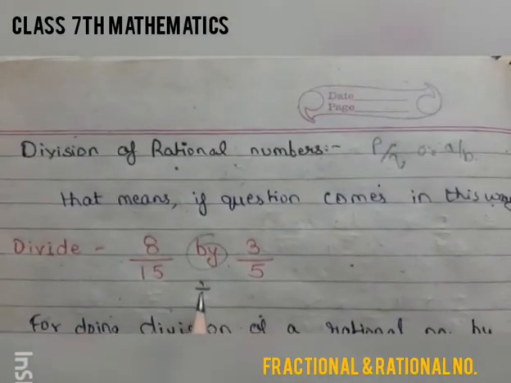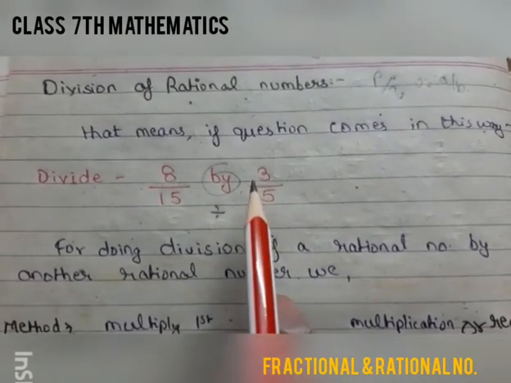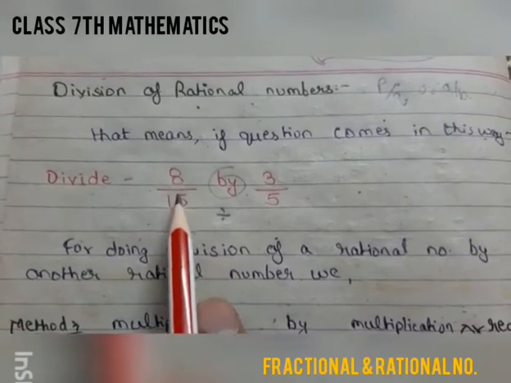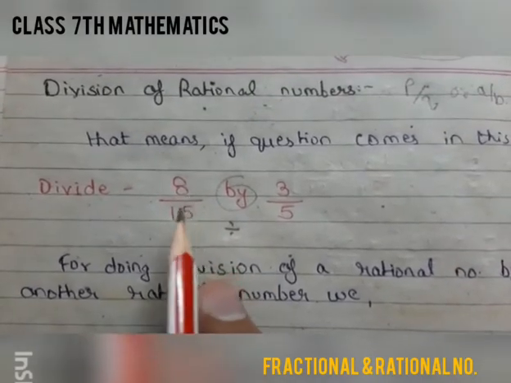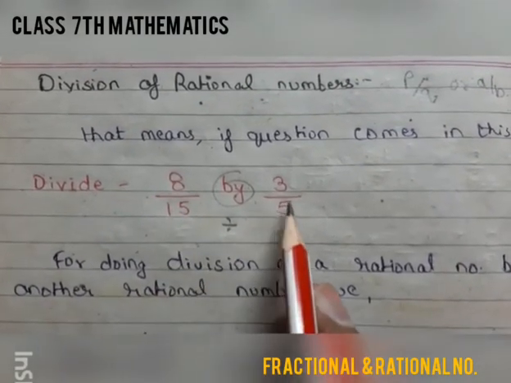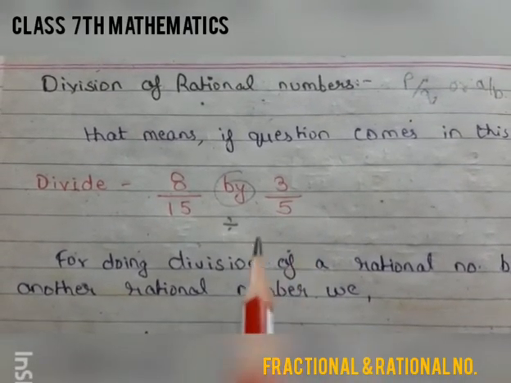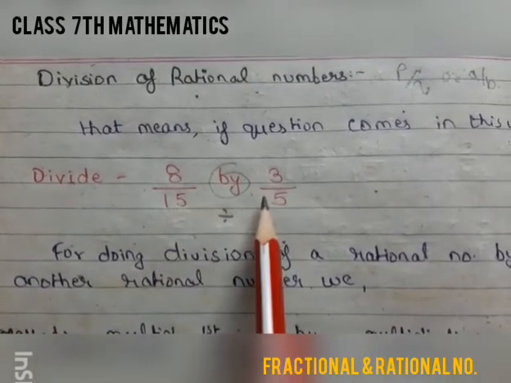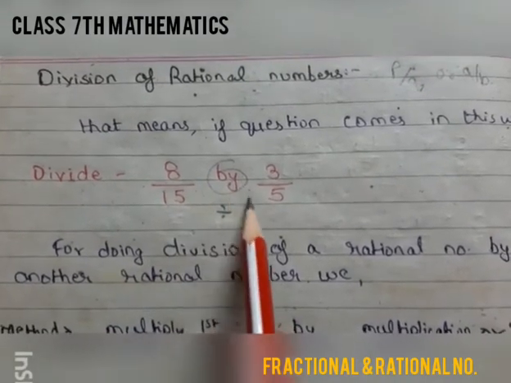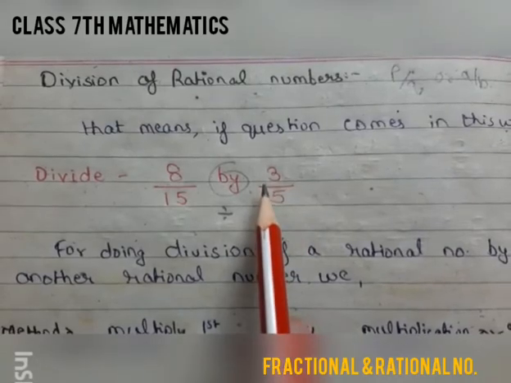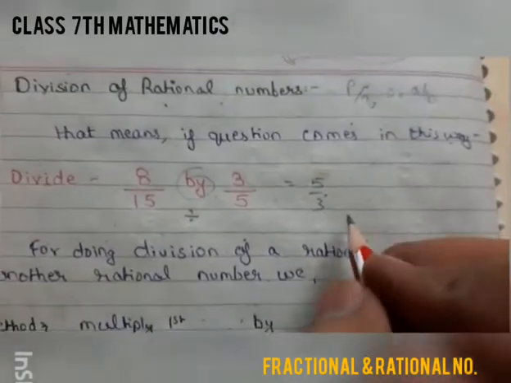For doing division of a rational number by another rational number, we multiply the first rational number by the reciprocal of the second rational number. That is, the first rational number is 8 upon 15. The second rational number is 3 upon 5. The method says that for dividing these two rational numbers, multiply the first, 8 upon 15, by the reciprocal of the second. Now the reciprocal of 3 upon 5 will be 5 upon 3.